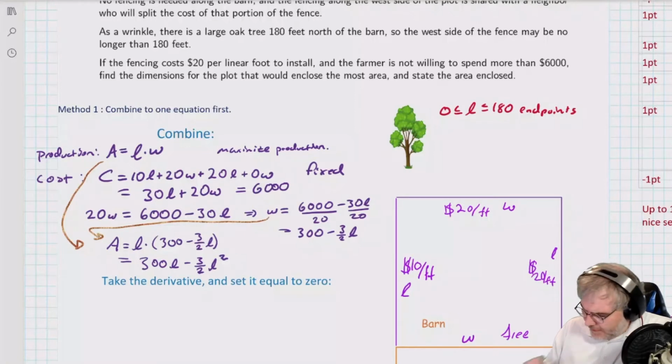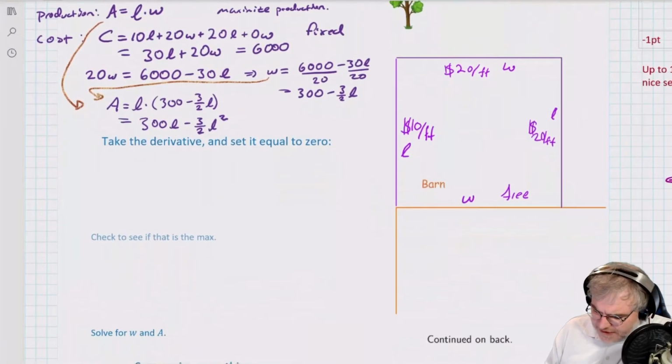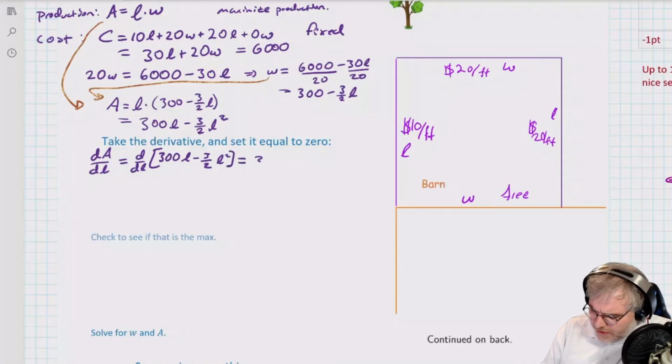Okay. So now what I'm going to do is I'm going to take the derivative and set it equal to 0. So I'm going to do dA over dL equals the derivative with respect to L of 300L minus 3 halves L squared. And that is going to equal 300 minus 3L to the first. And I'm going to set that equal to 0 because I'm optimizing. And I'm going to wind up with 0 equals 300 minus 3L, which implies that L equals 100.